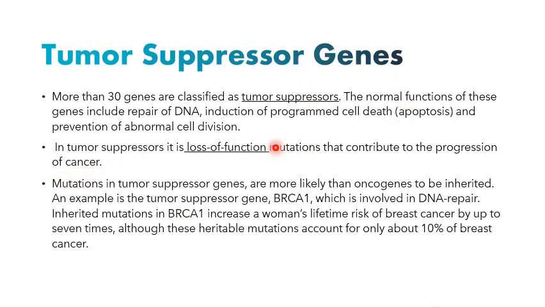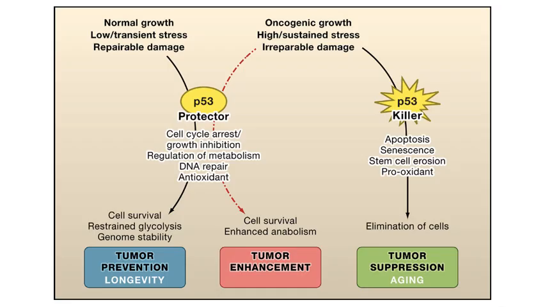So one example of the tumor suppressor genes is BRCA1, the breast cancer gene, which is responsible for DNA repair. So once there is any mutation in this gene, it will cause the cancer.